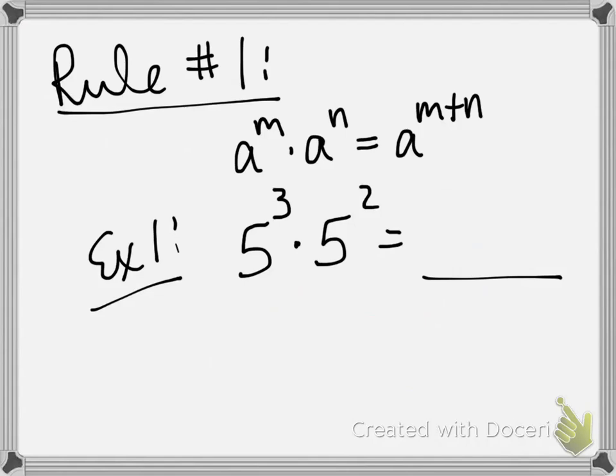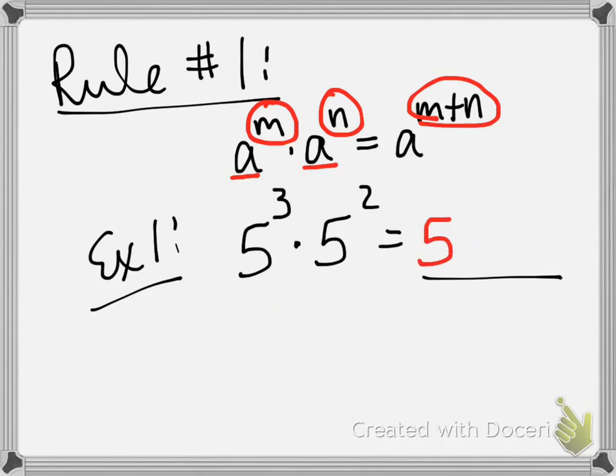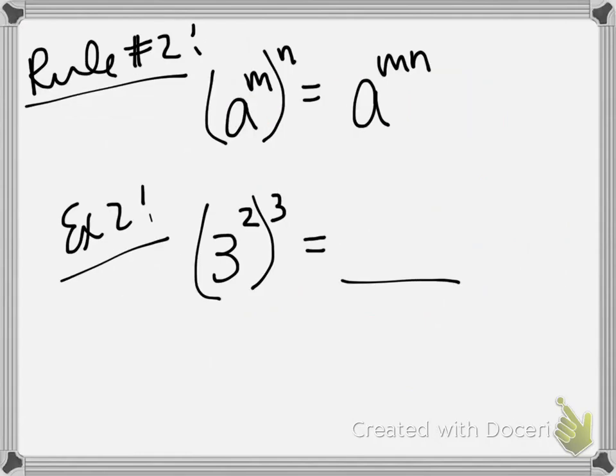So rule number 1 is a to the m times a to the n equals a to the m plus n. So what this rule says is if I have two different exponents and the same base, then I'm going to add the exponents. So in my example, if I have 5 to the third times 5 to the second, that's going to be 5 to the 3 plus 2 power, which is 5 to the 5th. That's the rule for my exponent.